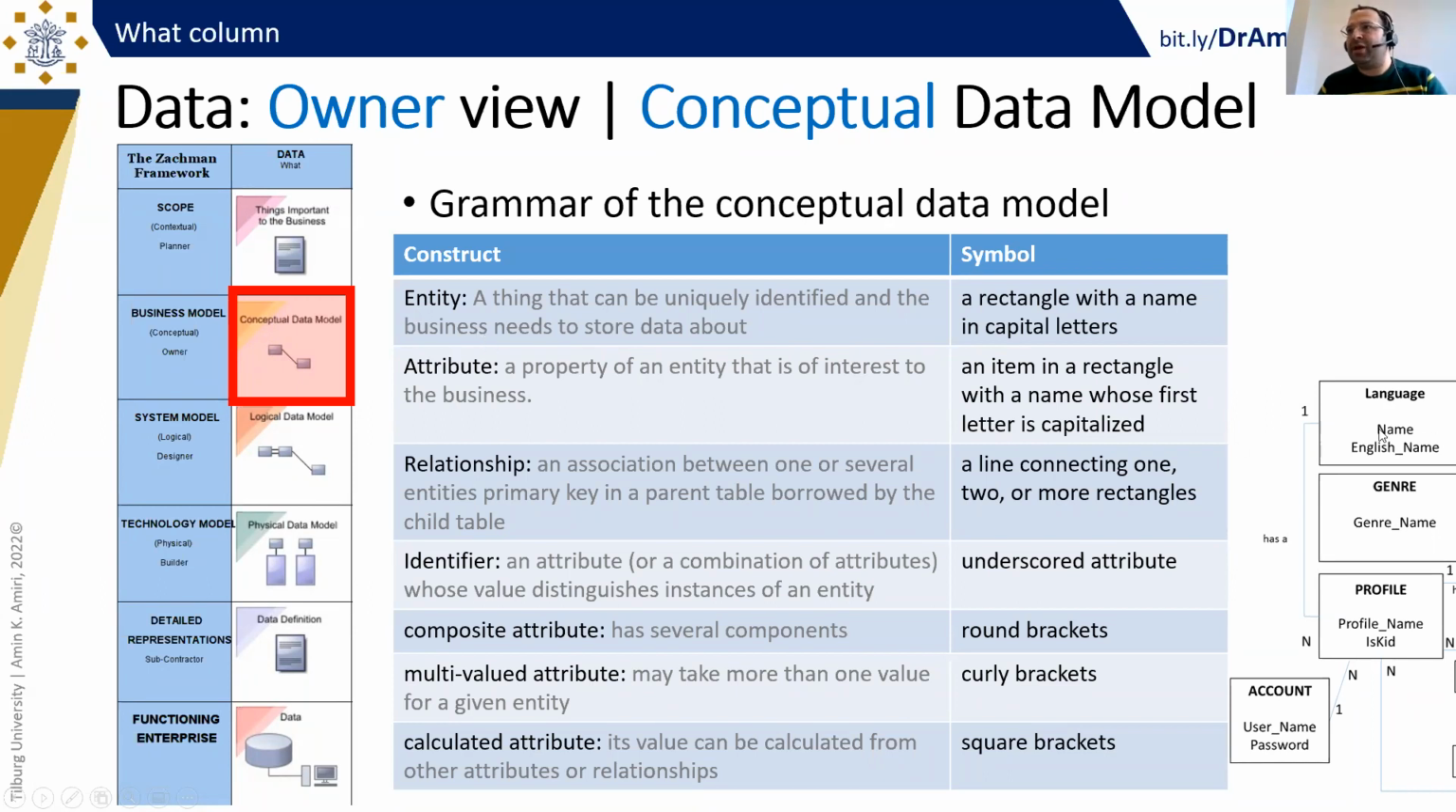Then there are attributes like name, English name, username, and password, which are an item in a rectangle. And they start with a capital letter, but they are written inside the rectangle under the name of the entity. And we have relationships, and there are several other things that we don't care about. It's just there for you to have a better understanding of this grammar. So each model that we create, each artifact that we create, has a grammar for itself.